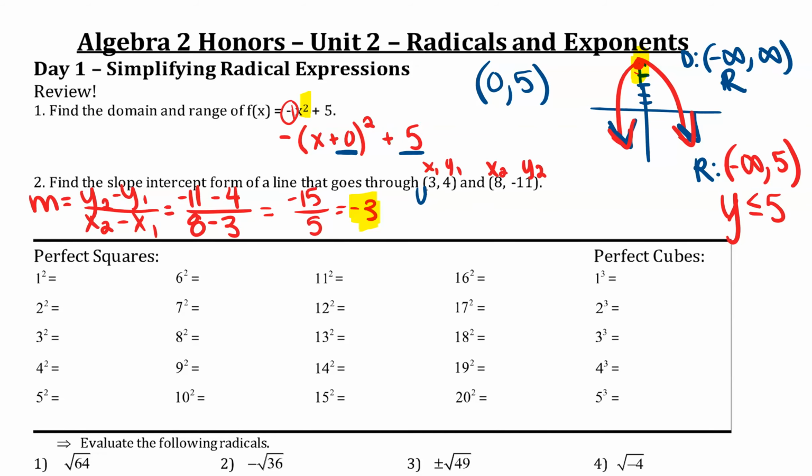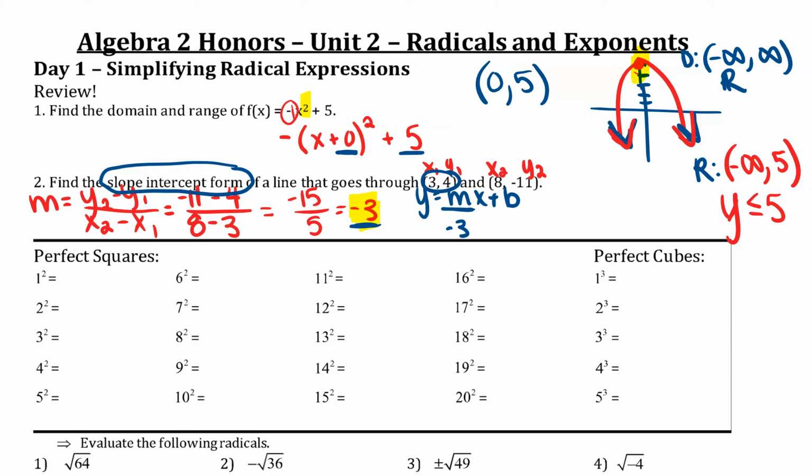So y equals mx plus b, which is slope-intercept form. I know the m. The m is -3. But I don't know the b, so I can't just write it in slope-intercept form yet. I do know an x and a y, though. I'm just going to pick this point. It doesn't matter which one, but this one looks easier.